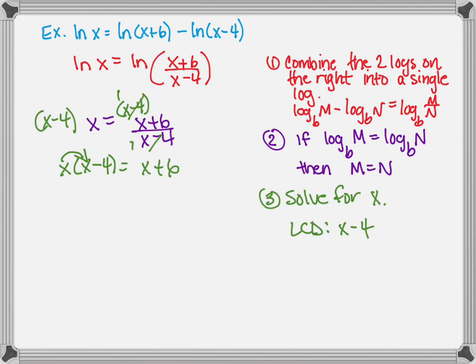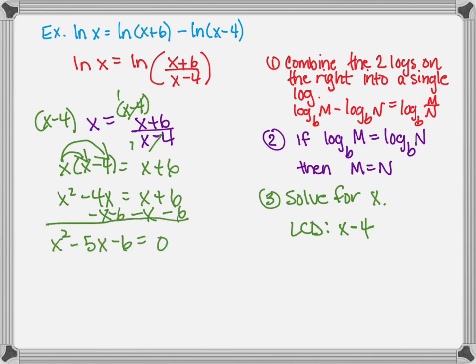And now I'll multiply. X times x is x squared. X times negative 4 is minus 4x equals x plus 6. I'll subtract x from both sides, and I'll subtract 6 from both sides. So now I have x squared minus 5x minus 6 equals 0. We have a quadratic equation.